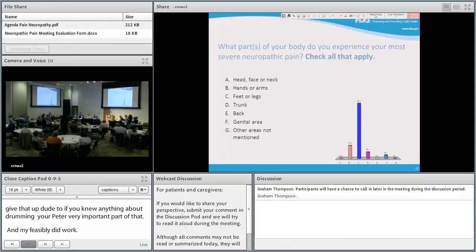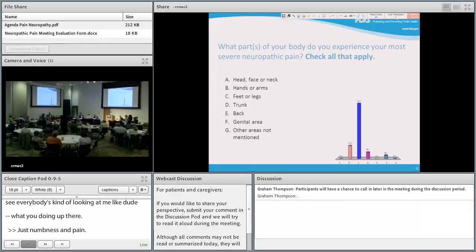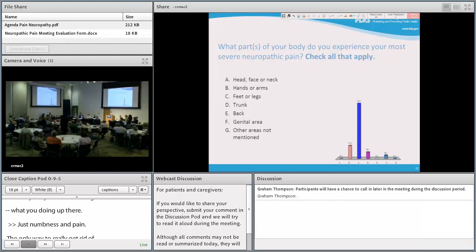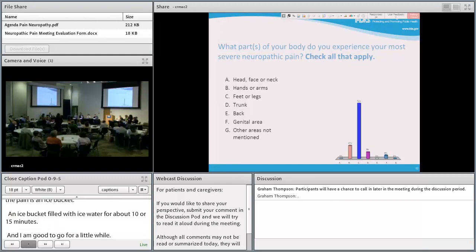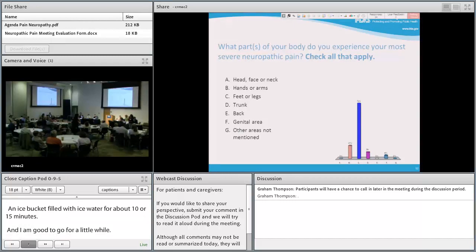The only way to really get rid of the pain is an ice bucket filled with ice water for about 10 or 15 minutes, and I'm good to go for a little while. Okay. So numbness in the feet is what I'm hearing a lot of. And okay, other experiences that you'd like to share?